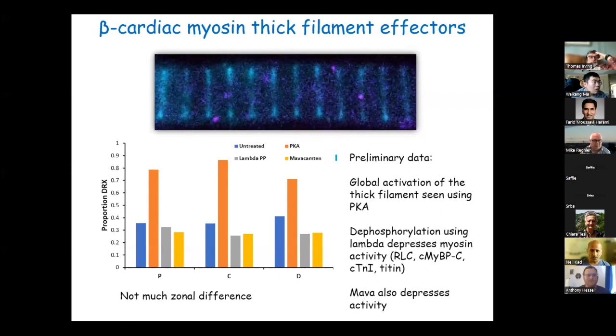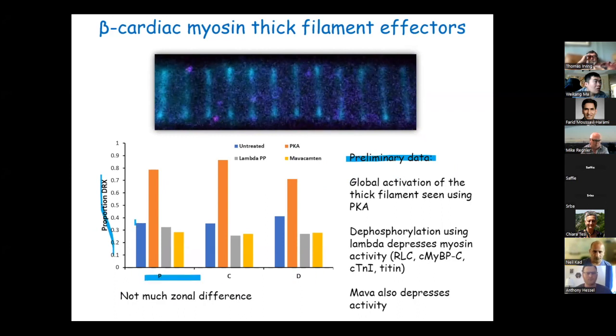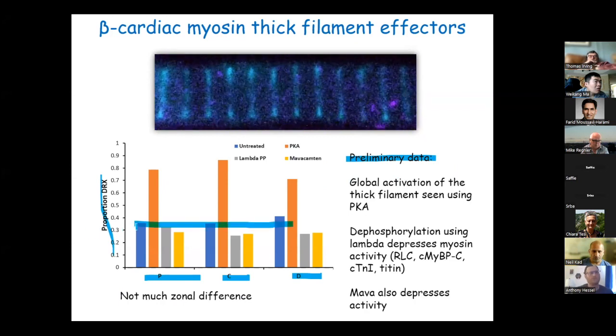And to cut a long story short, I put all the data together, but I will definitely have to tell you this is very preliminary data at this stage, so it's subject, despite me being recorded, to change. And so what we've seen so far is when we plot the proportion of DRX, we can see that in the untreated, across the different zones, P, C, and D, we've got approximately the same proportion of DRX across the zones.